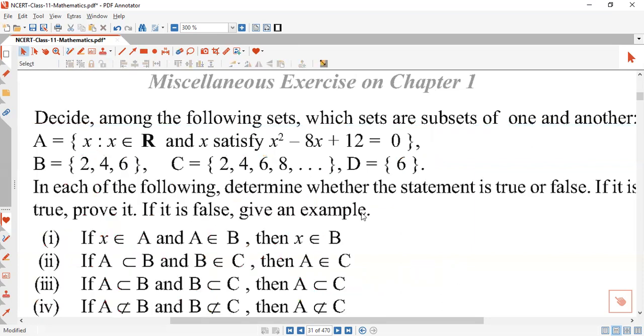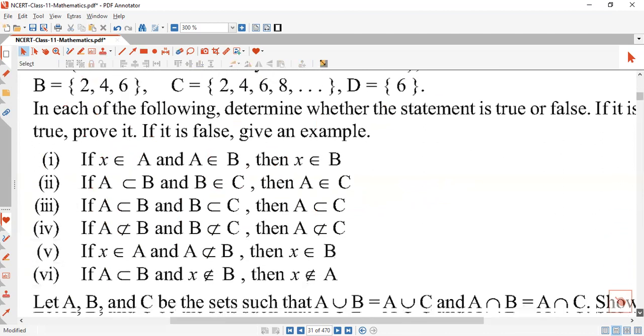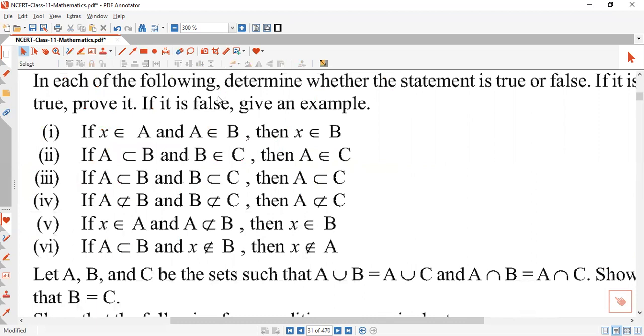Now we want to do this question number 2. In each of the following, determine whether the statement is true or false. If it is true, prove it. If it is false, give an example. See, these statements are given. We have to just determine whether the statement is true or false. If it is true, we have to prove it, and if false, we have to give an example.